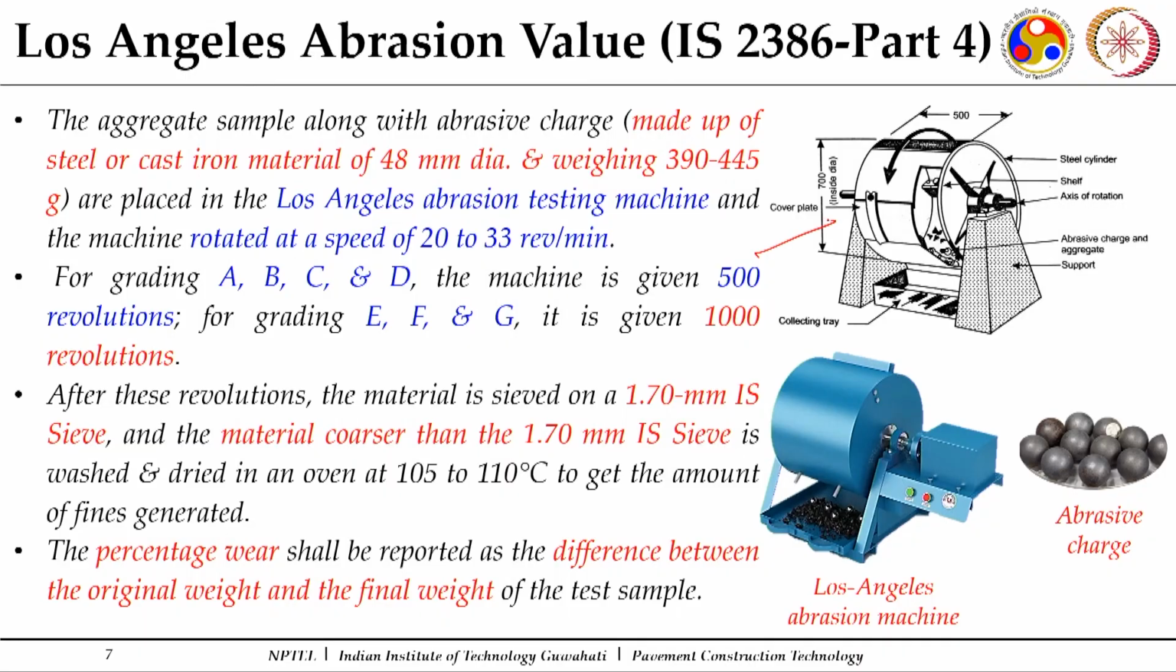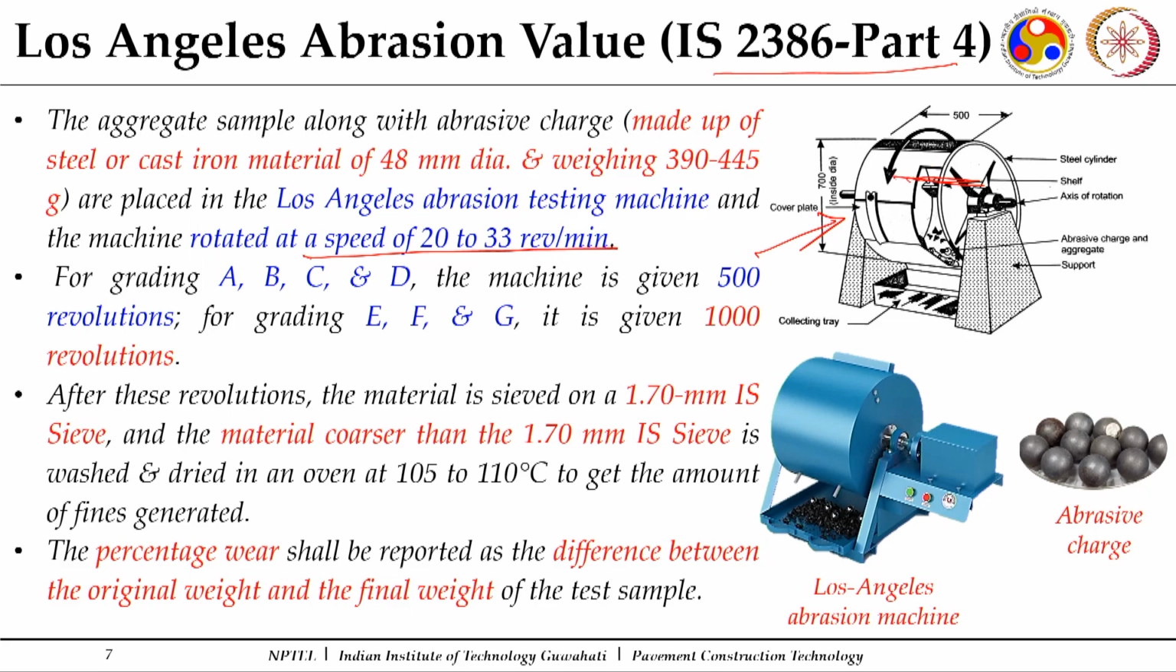Then that aggregate sample, along with the charge, is shifted to this drum. The dimensions and details of this drum are available in 2386 part 4. What is important here is that once we put the aggregate sample along with the charges, the drum is rotated at a speed of 20 to 33 revolutions per minute, and you can see there is a shelf inside this standard cylindrical drum.